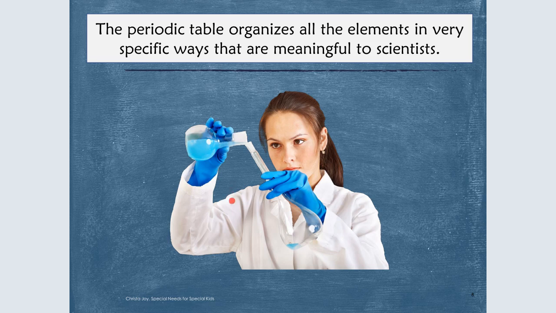All right, let's do some review of what we did earlier on the periodic table. The periodic table organizes all elements in a very specific way that is meaningful to scientists. Okay, so here's a scientist, right? And you remember, the periodic table uses columns and rows.